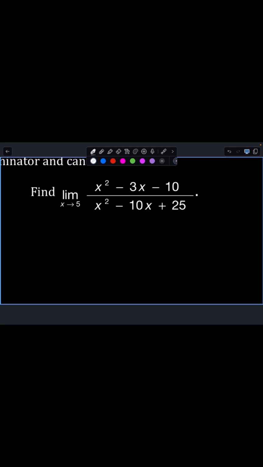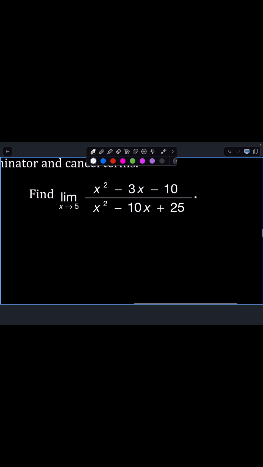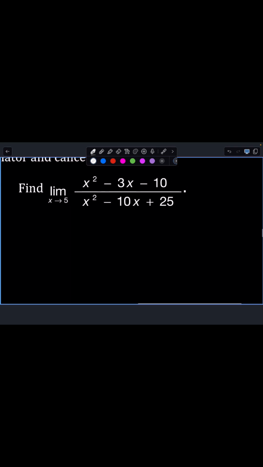Let's do it again. The limit as x approaches 5 of x squared minus 3x minus 10 divided by x squared minus 10x plus 25. Now, if we were to use direct substitution here, we would get an indeterminate form. You're going to get 0 divided by 0. Okay? So we're going to jump right into the factoring now.